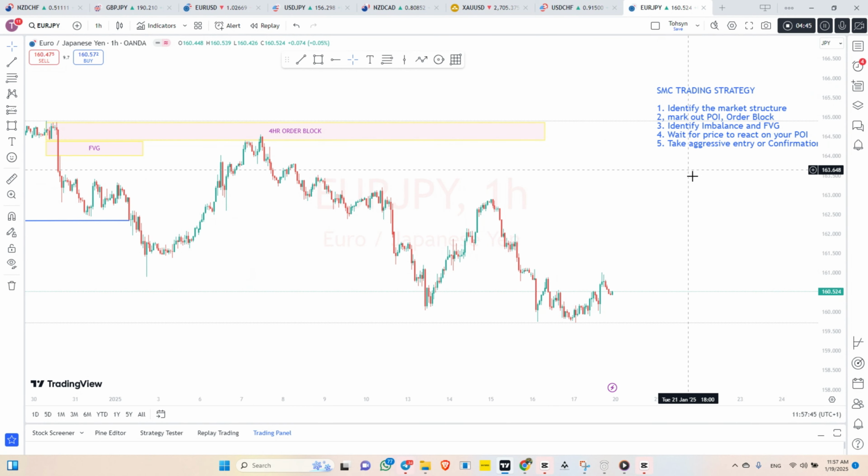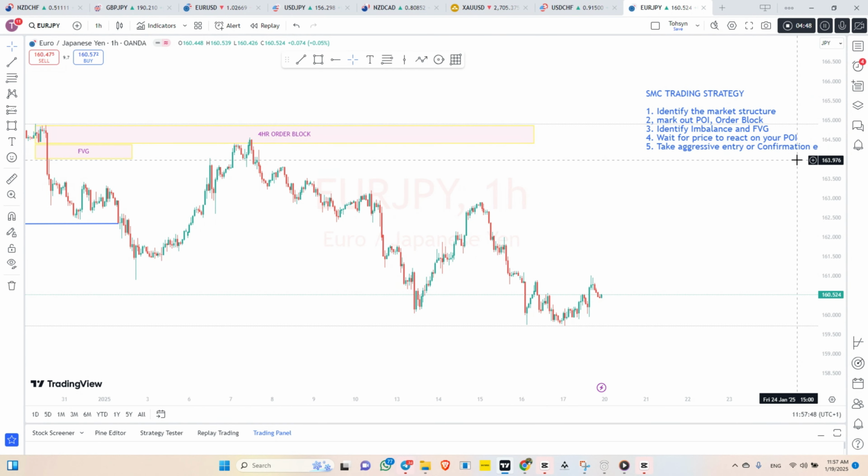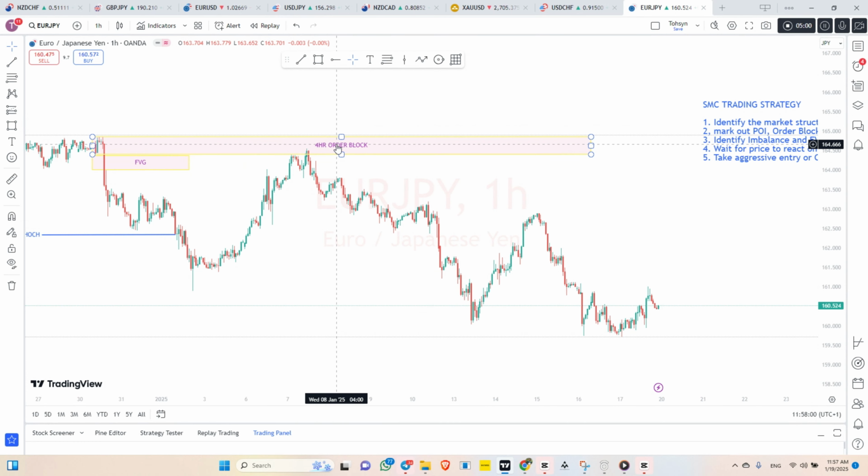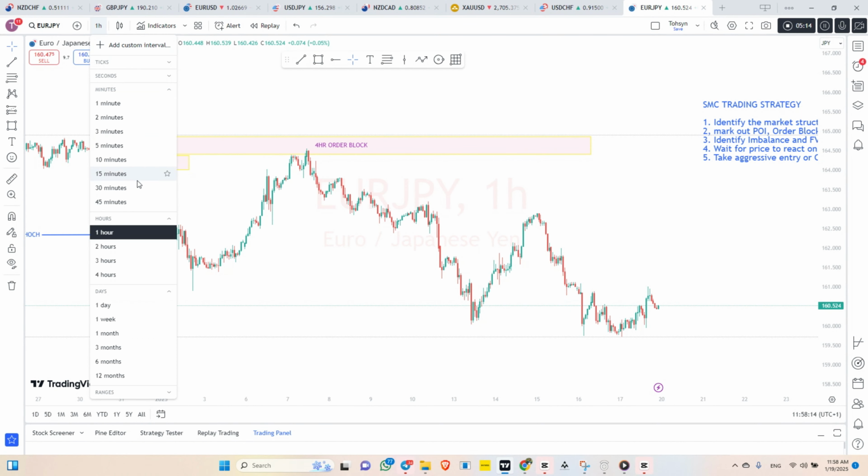So number 5, take an aggressive entry or a confirmation entry. When price reacts here, you either take an aggressive entry or a confirmation entry. If you are not sure whether price is going to break out or react from this point of interest, what do you wait for? You wait for a downward break of structure on the smaller time frame, like the 15 minutes time frame, for example.